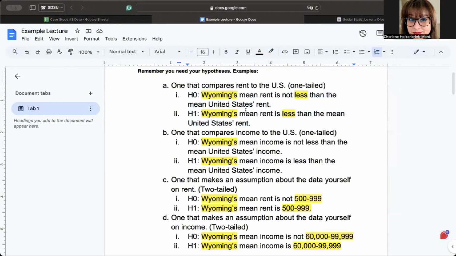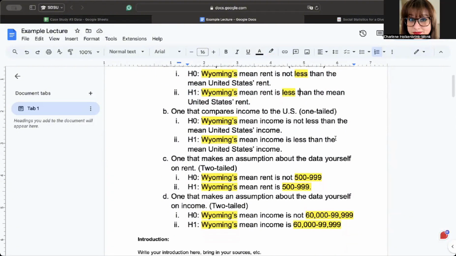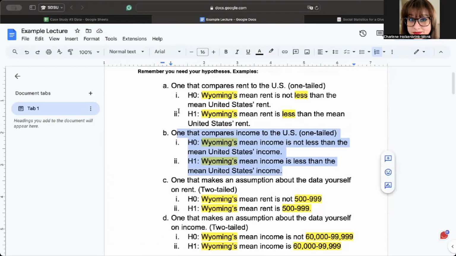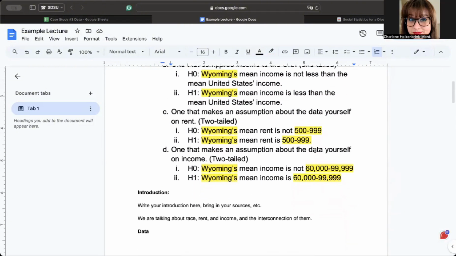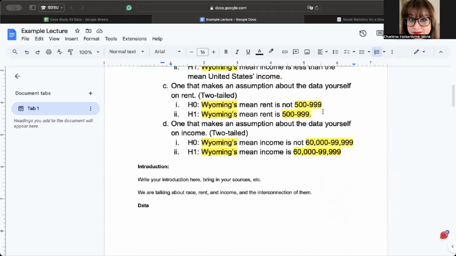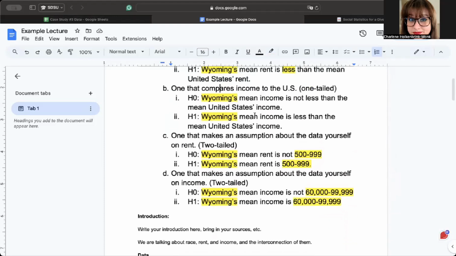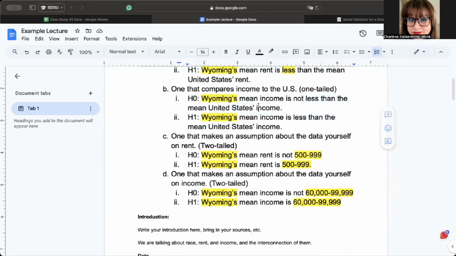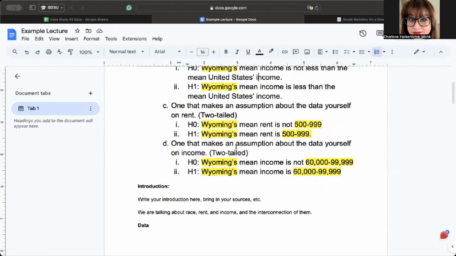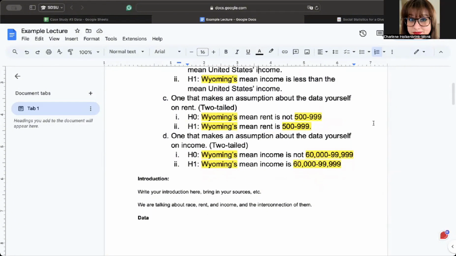They should not be different, except one will say not and one will say it is. You need to make sure you look at your hypotheses. And same thing for your income. These are your one-tailed tests. Your two-tailed tests are going to be your particular state only. This first one is comparing it to the United States, and then this two-tailed one is focused only on your state.